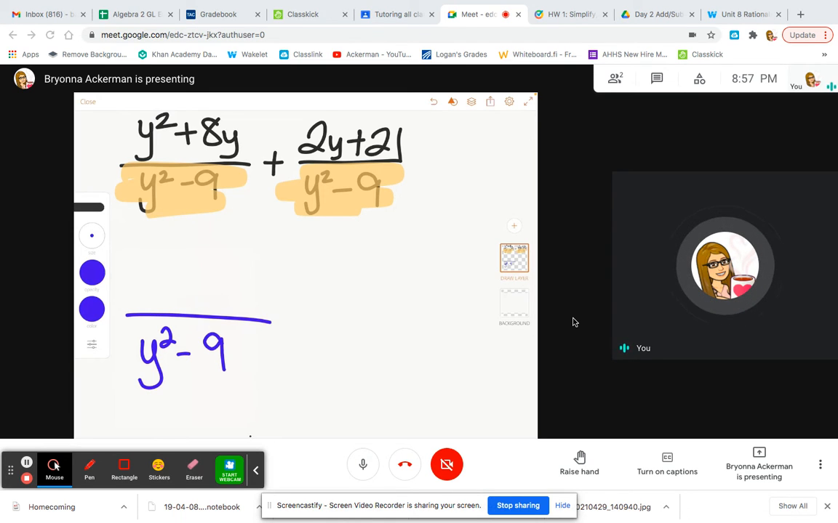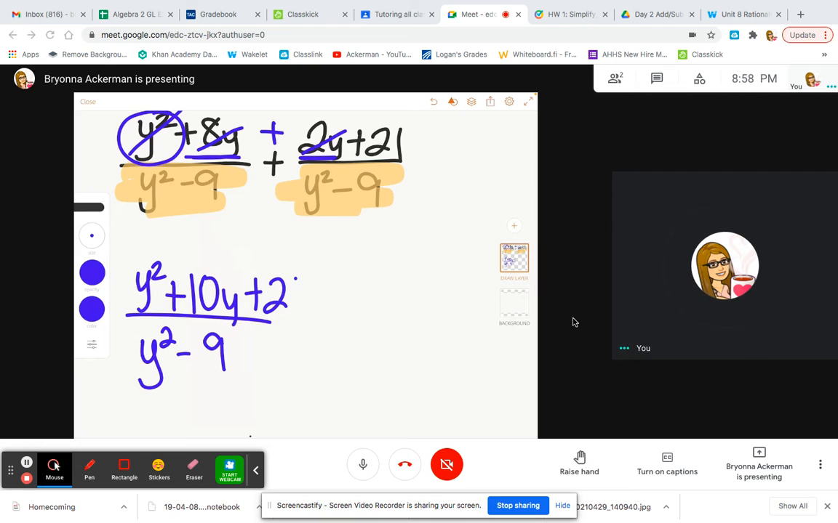Now when we're adding things with variables, you need to be careful. You can only add like terms. So in this case, the only y squared on both tops is that 1y squared. So we're going to have y squared. But we do have an 8y and a 2y, and we're adding those. So we have 8y plus 2y. Those are like terms, and so we can combine those. And so we'll get 10y. And then that 21 is the only constant, and so we'll bring it over and we'll have 21.